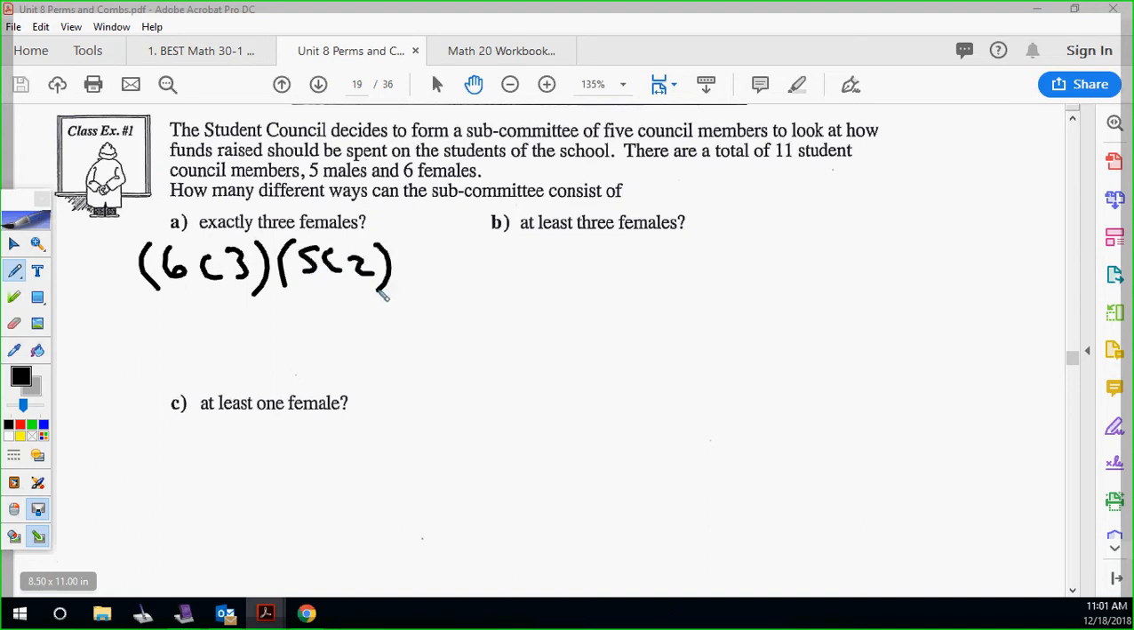Why do we have to include the males? Because we're still finishing the committee. We want the total committee to be 5. So then that would be simply 200 options. 200 ways you can form the committee with exactly 3 females.